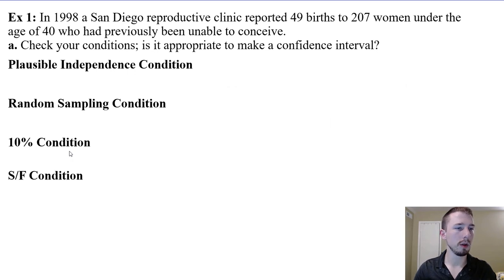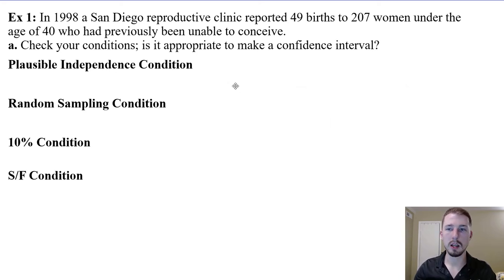Let's do example number 1. In 1998, a San Diego reproductive clinic reported 49 births to 207 women under the age of 40 who had previously been unable to conceive. So check your conditions. Do you think it's appropriate to make a confidence interval?